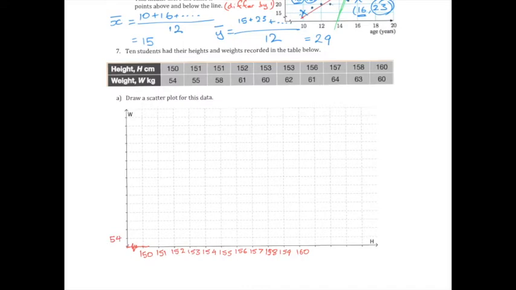Completely up to you. You might do a little other zigzag. Yeah. So 150 and 54 right there. So there's my first point, little black dot, and then go for it.